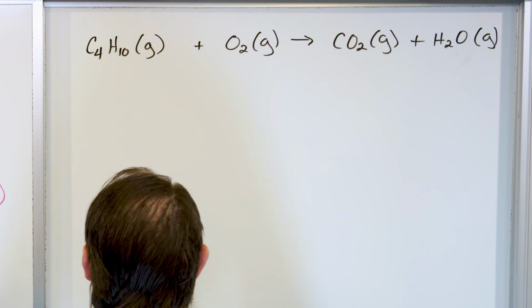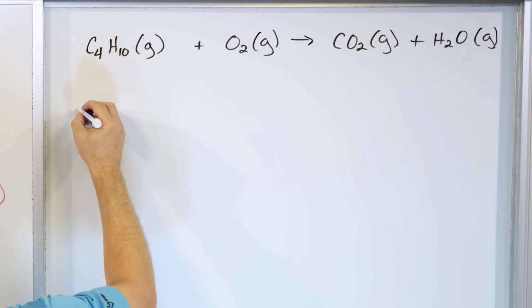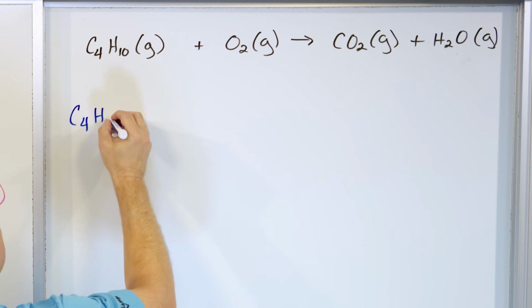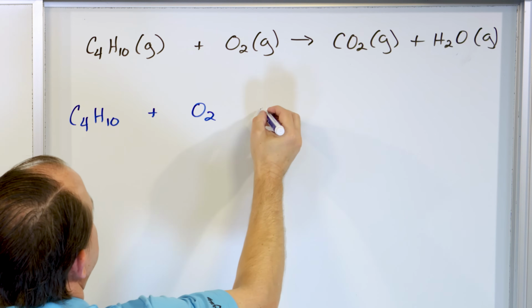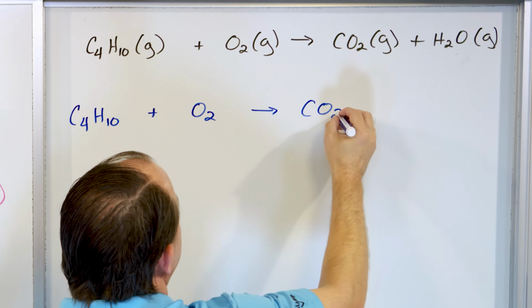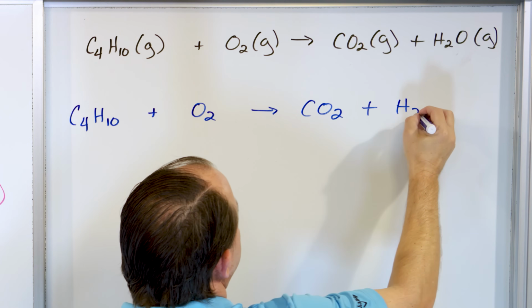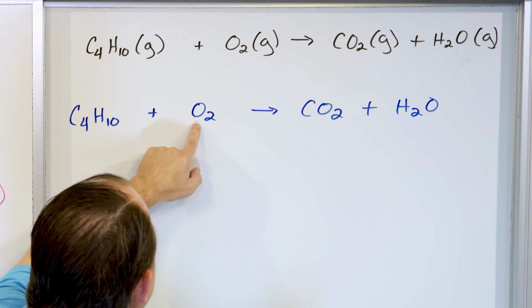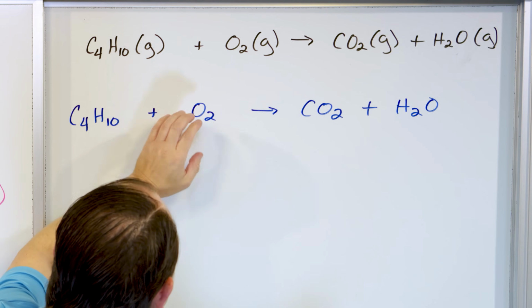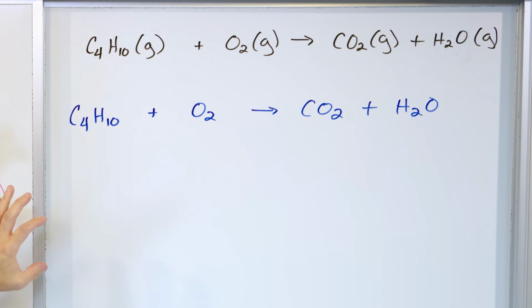So let's just save ourselves some time and just rewrite it again. And we'll strip away the states. C4H10. And then we will write O2. And then we will have CO2 plus H2O. All right, so in general, we don't want to mess with the oxygen here. We're going to leave that for later because it's off by itself. We want to work on the more complicated things.